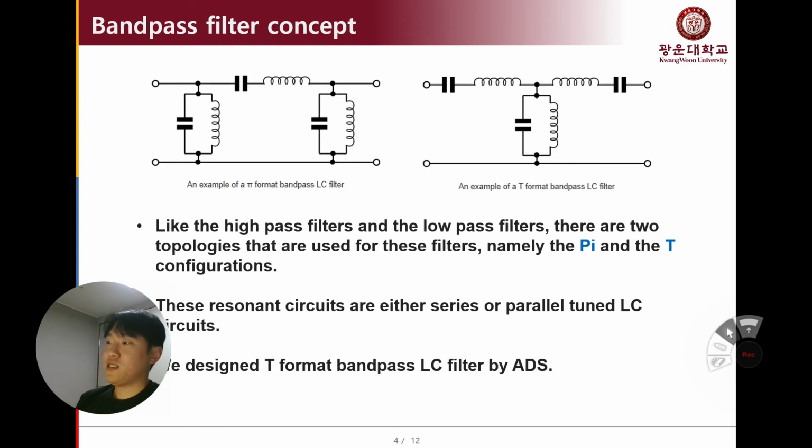Like the high-pass filter and the low-pass filters, there are two topologies that are used for these filters, namely the pi and the T configurations. These resonant circuits are either series or parallel tuned RC circuits. We design T-format bandpass RC filter by ADS.